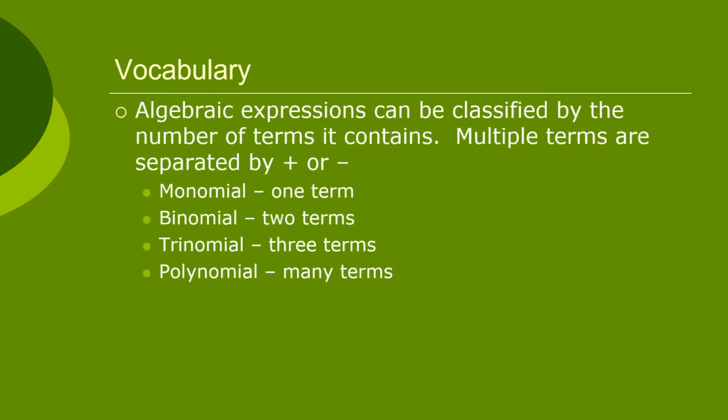Algebraic expressions can always be classified by the number of terms they contain. If we have multiple terms in any algebraic expression, they have to be separated by a plus sign or a minus sign. If they were separated by multiplication, we could easily combine them. The four that we have to be concerned with are monomials, which are one term, binomials, two terms, trinomials, which are three terms, and polynomials, which are many terms.